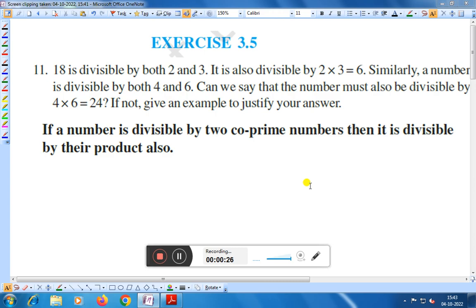We have to remember one divisibility rule: if a number is divisible by two co-prime numbers, then it is divisible by their product also. Now you see what is given in the question. 18 is divisible by 2, right?